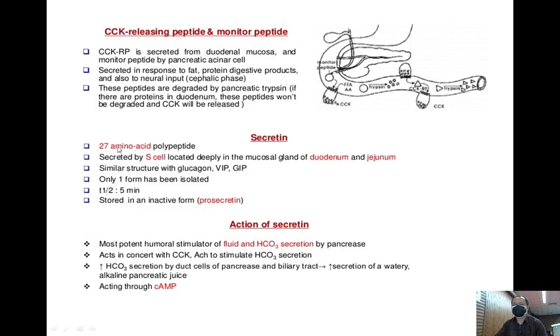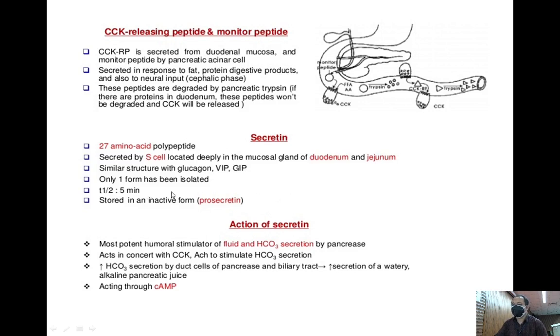We don't have different forms of secretin. There is only one form, and it is a polypeptide of 27 amino acids. It's secreted by S cells located deeply in the mucosal glands of the duodenum and jejunum. This is therefore easy to remember: secretin and CCK, the cells that secrete these two hormones are present in the duodenum and the jejunum. Secretin's chemical structure is similar to glucagon, VIP, and GIP. That's why they are clubbed in the same family.